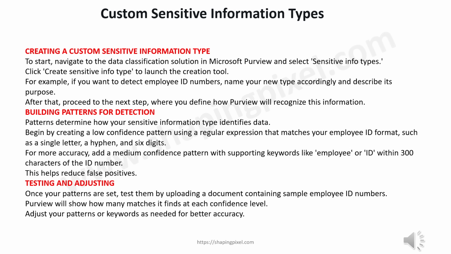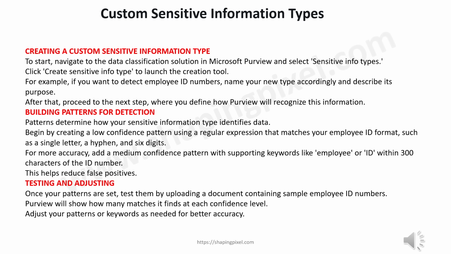To start, navigate to the Data Classification solution in Microsoft Purview and select Sensitive Info Types. Click Create Sensitive Info Type to launch the creation tool. For example, if you want to detect employee ID numbers, name your new type accordingly and describe its purpose. After that, proceed to the next step where you define how Purview will recognize this information.